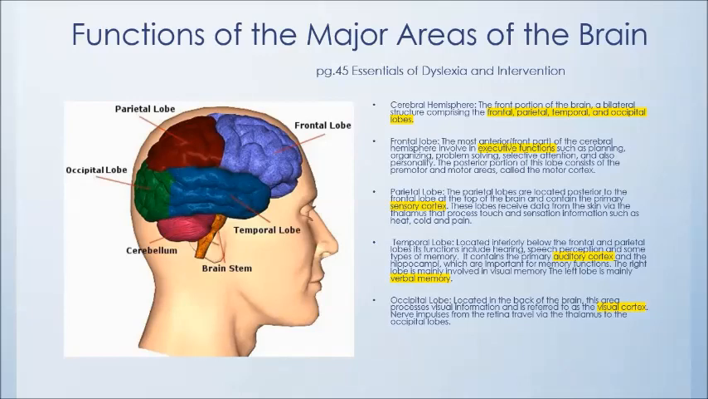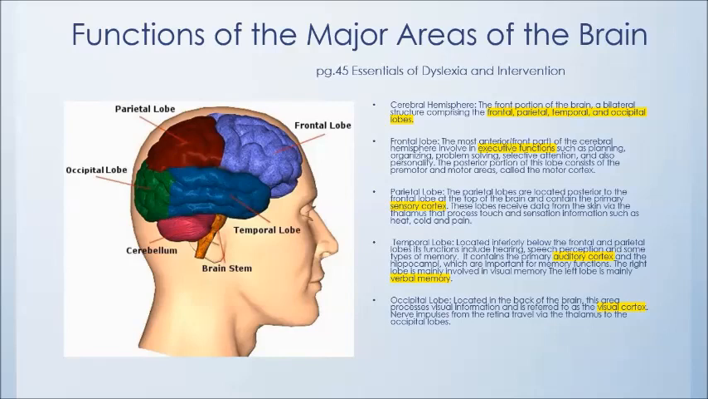In addition, the parietal lobe is located posterior to the frontal lobe at the top of the brain, and it contains the primary sensory cortex. These lobes receive data from the skin via the thalamus that process touch and sensation information such as heat, cold, and pain.